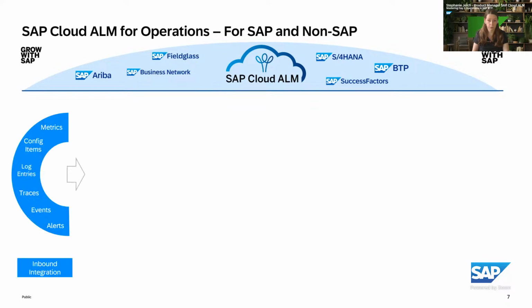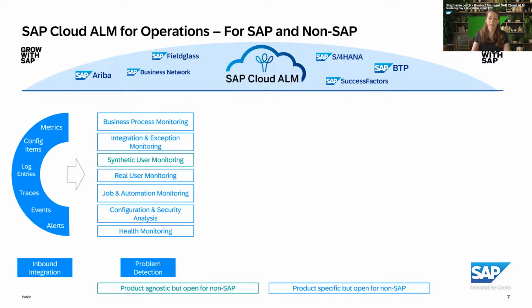So how are we doing this? From an inbound integration perspective, we are working with metrics, configuration items, log entries, traces, or events and alerts. These items are handled as part of the problem detection within our use cases.